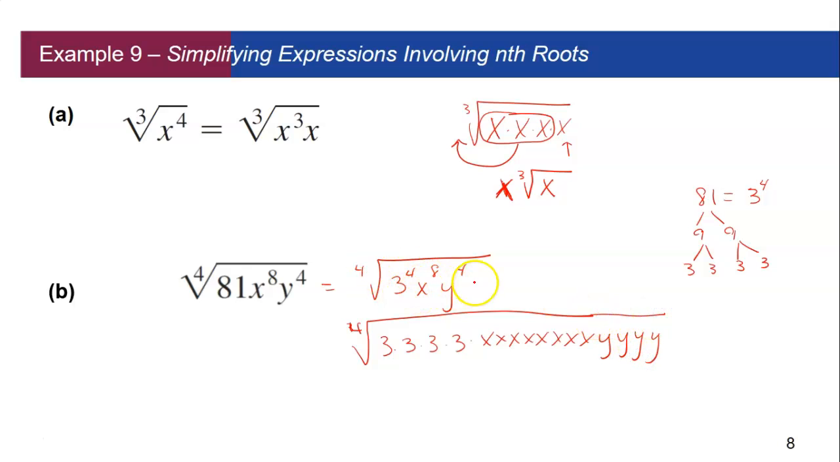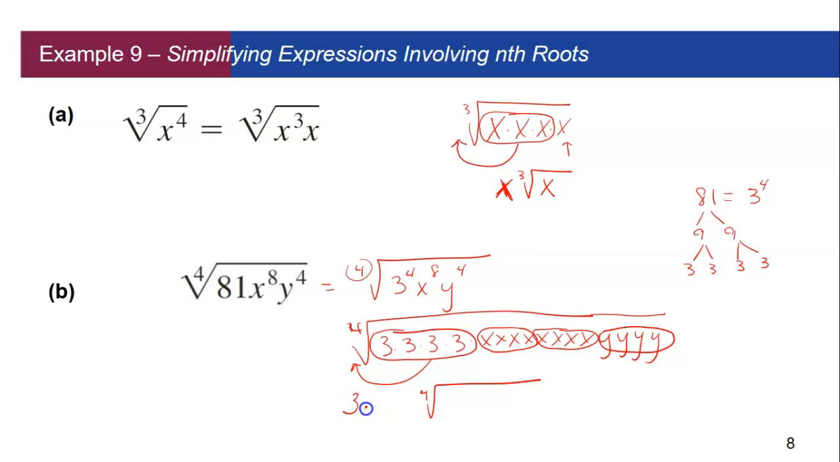Okay, so I've got all of this written out here. I have an index of 4, so I need groups of size 4. So I have this group of size 4, this group of size 4, this group, and then this group. Each of those are going to come out from underneath the radical. So I'm going to have a 3 on the outside, an x, an x, and a y. I get a 3 from this, an x from this, an x from this, and a y here. I have nothing left, so this radical is actually going to go away, and I'm going to be left with 3x squared y as my answer there.